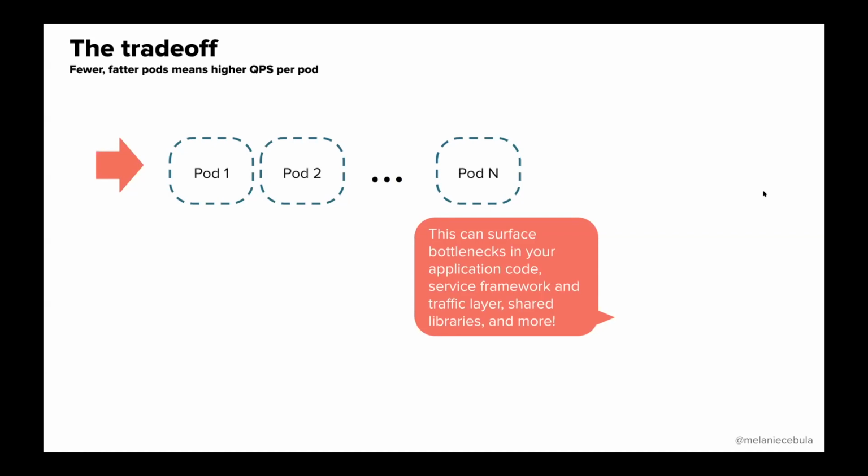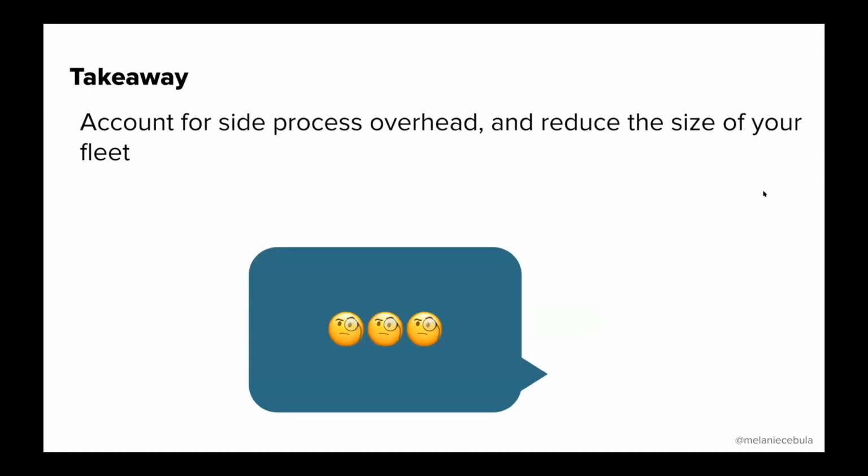We did have a few cases where we wanted to run fewer, fatter pods, and we had to make some adjustments to shared libraries and code to be able to handle that increase in traffic. But overall, we were quite happy with the decision because we were able to run this traffic more efficiently through this shared application code, and we're also able to reduce our overall sidecar overhead in the fleet. So accounting for side process overhead and reducing the size of your fleet is actually quite significant.